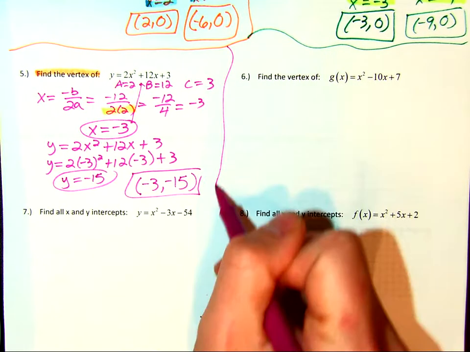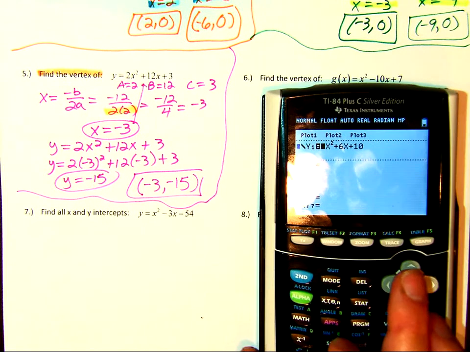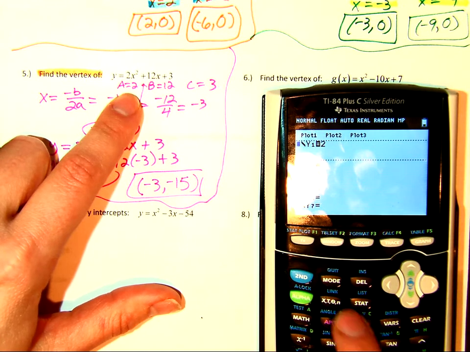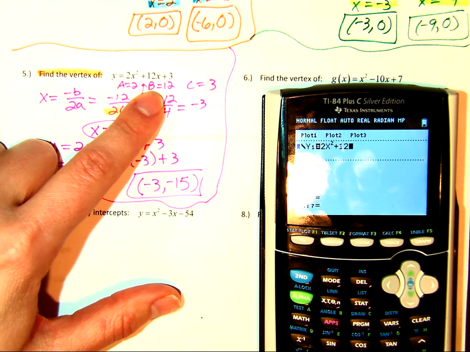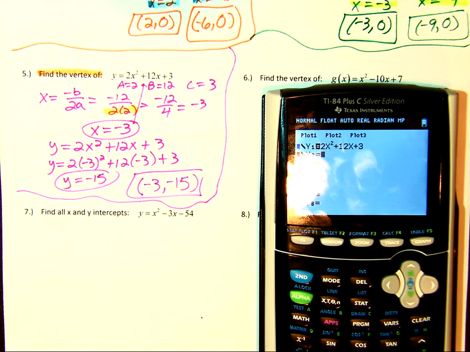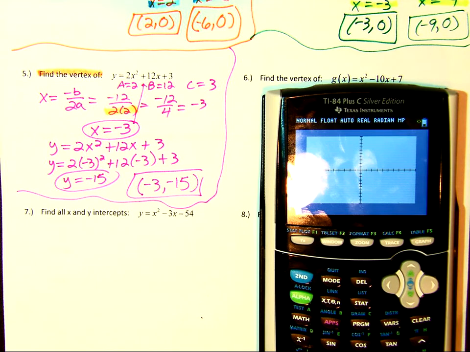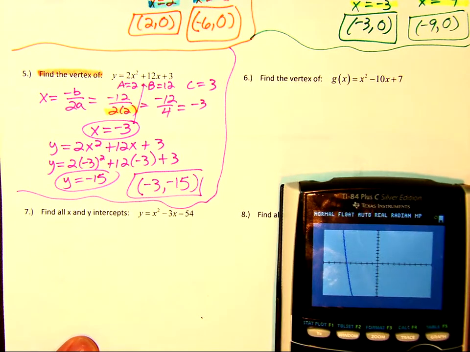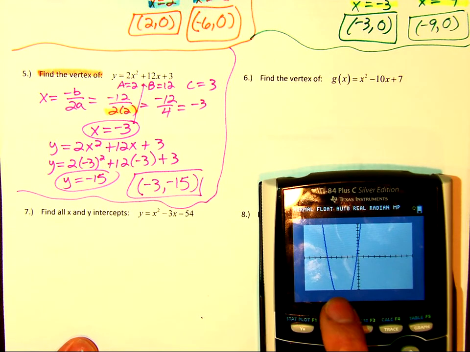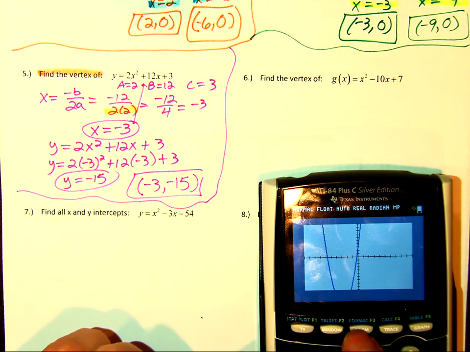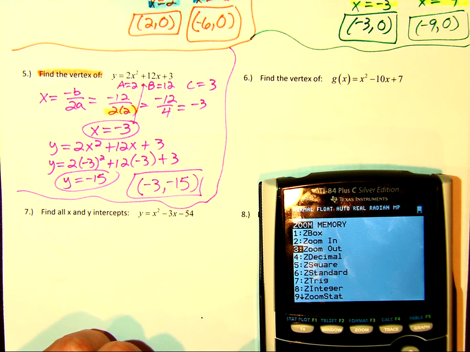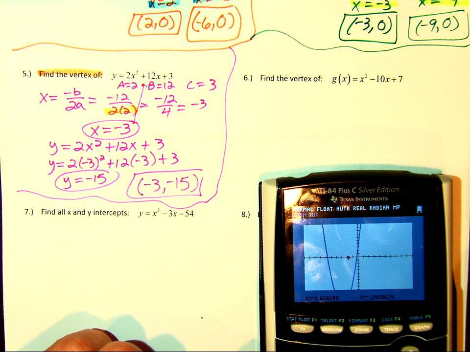Now, you could have also done this on the graphing calculator, right? You can go to your y equals button, clear it out, and type this in: 2x squared plus 12x plus 3. Go ahead and graph it. Okay, now this one ends up off the graph, but again, you can just press the zoom button. We can zoom out because we want to see it further out, further down here somewhere. So if I press enter, it zooms out.